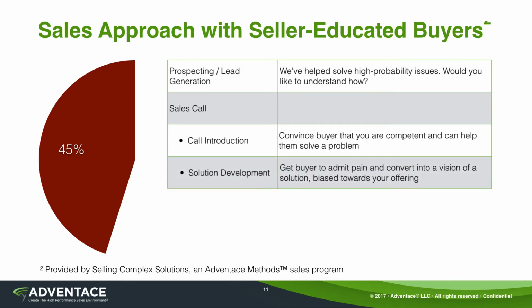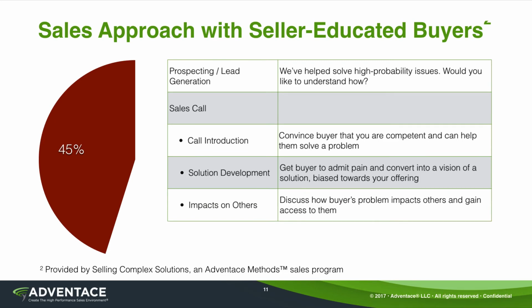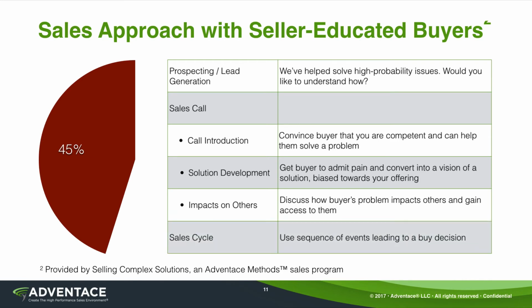Assuming we have, we then get the buyer to admit their problem or pain and turn it into a vision of a solution, hopefully biased towards our capabilities. We then determine how our buyer's problem impacts others in their company. We use that information to logically gain access to those buyers and pull them together as a buying committee. That then leads to the sales cycle, where sellers should use a logical sequence of events leading the buyer to a comfortable buy decision.